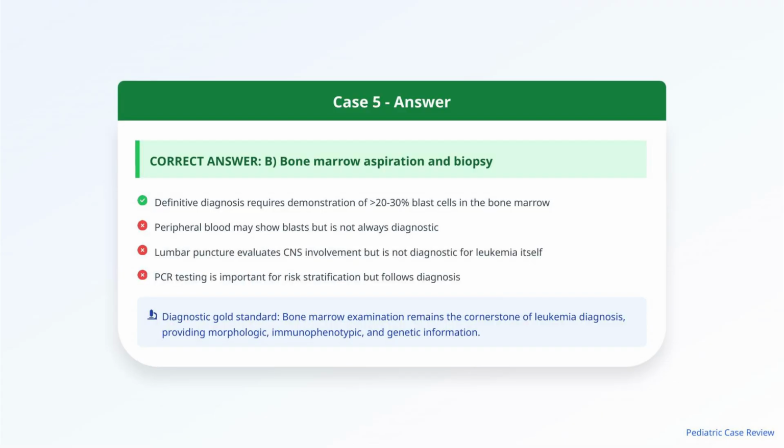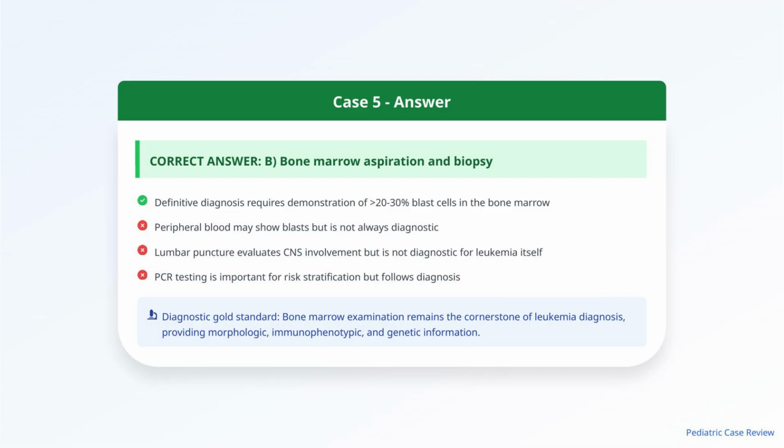Bone marrow aspiration and biopsy is the most definitive diagnostic procedure for leukemia. The definition of acute leukemia requires demonstration of greater than 20 to 30% blast cells in the bone marrow. While peripheral blood flow cytometry can be helpful and may show blast cells, it is not always diagnostic, especially in cases with lower peripheral blast counts.